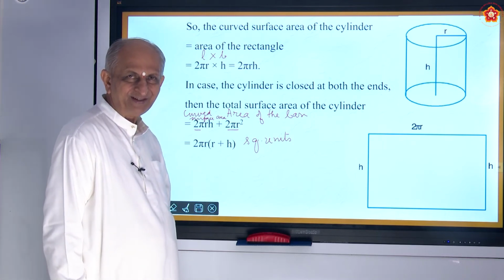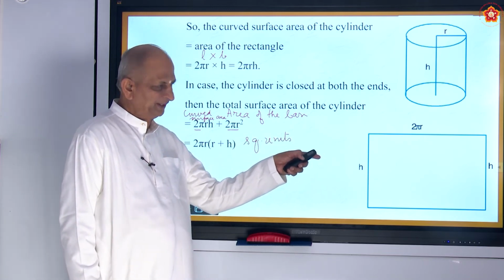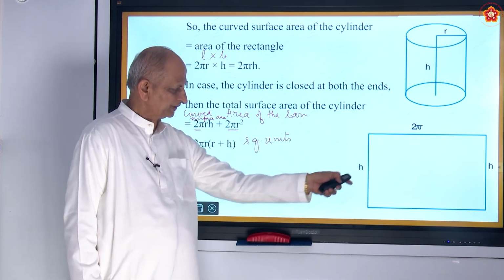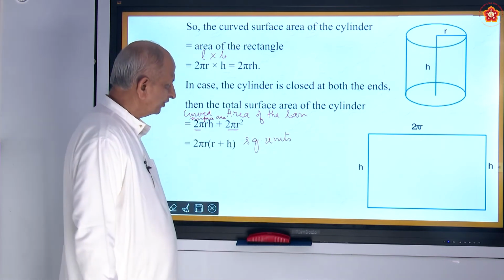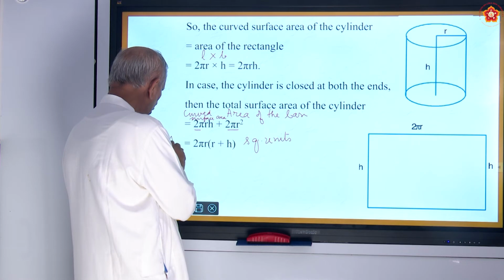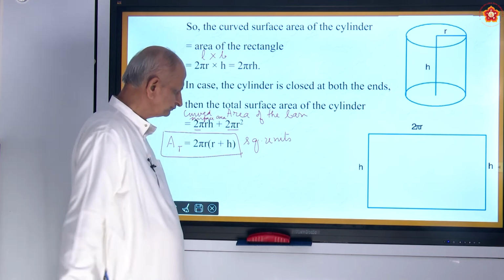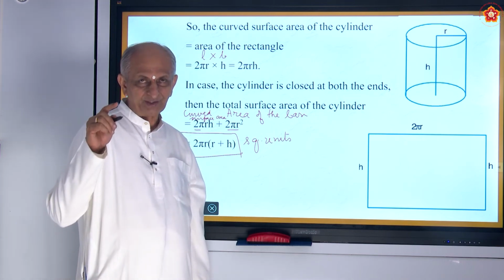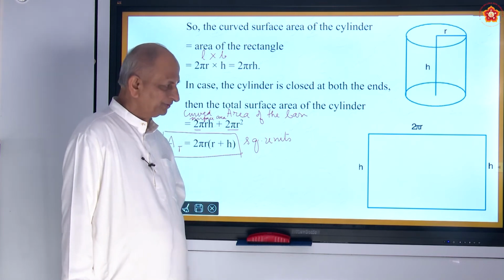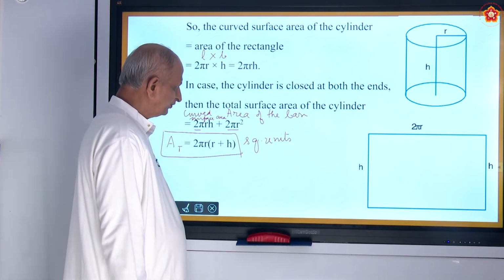Area is always expressed in square units. Means what? Suppose the length and breadth are measured in meters, it becomes square meters. You measure in centimeters, it becomes square centimeters. Okay, so that is the famous formula for the total surface area of a cylinder. And you must consider both the bottom and top also. It does not apply to open pipes. This applies to a closed system.